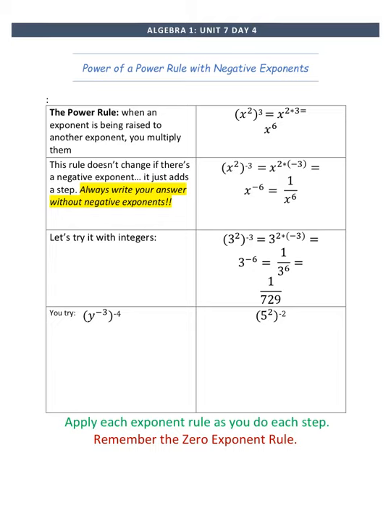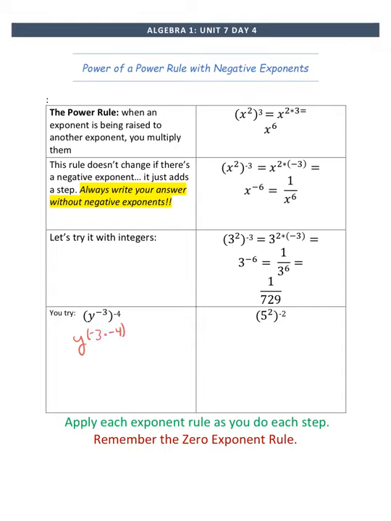3 squared raised to the -3rd is 3 raised to the 2 times -3, which is 3 to the -6, which is 1 over 3 to the 6th, which is 1 over 729. So now let's try this one. Y to the negative 3 raised to the negative 4. Y to the negative 3 times negative 4.